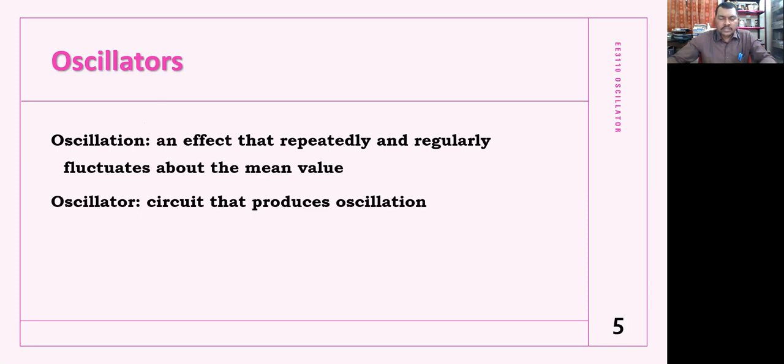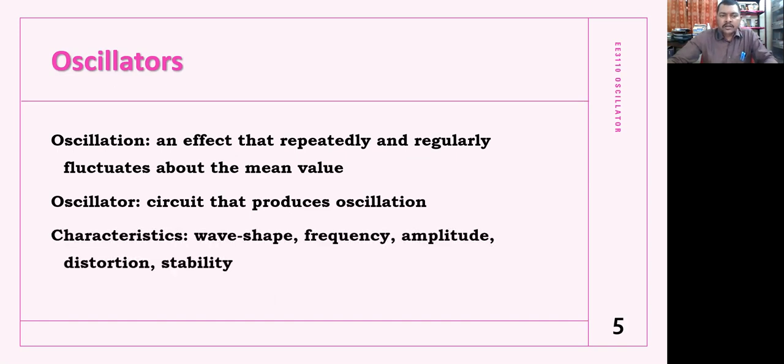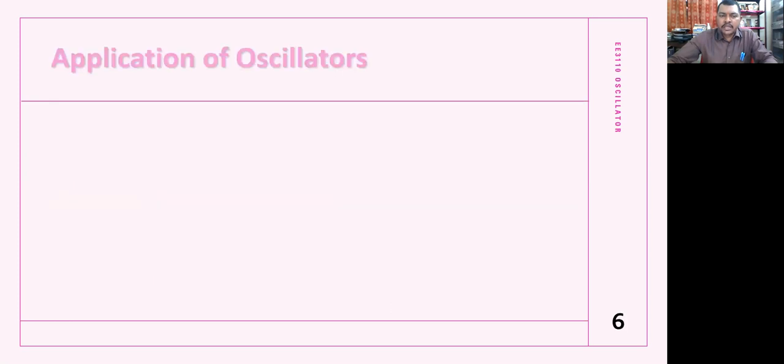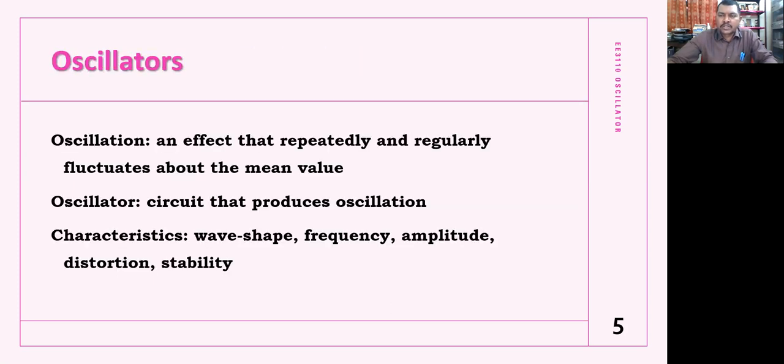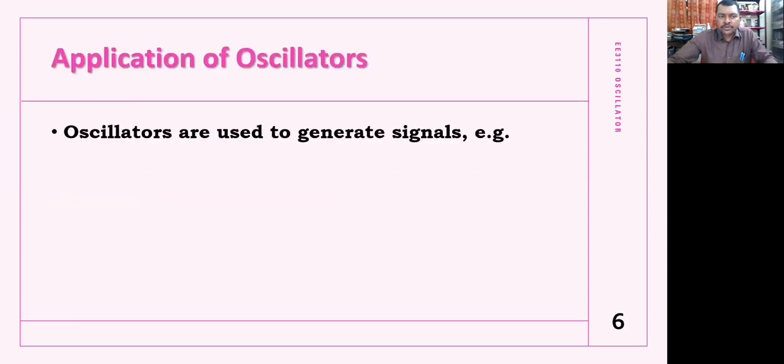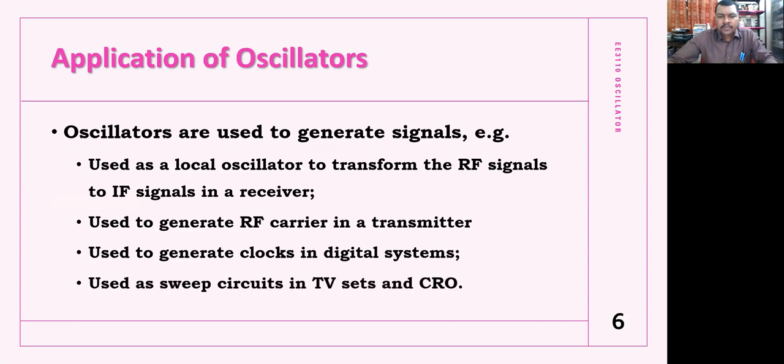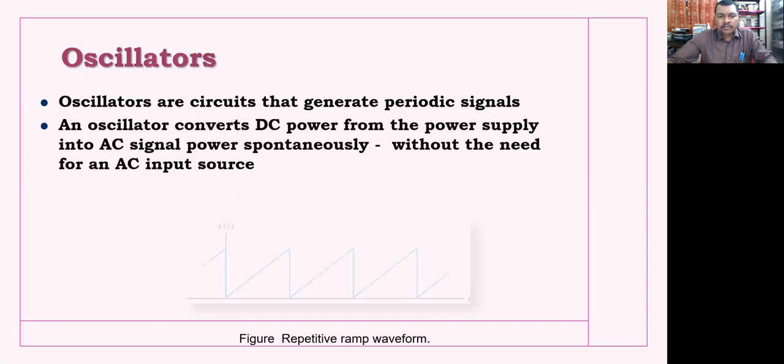Now some basic definitions. Oscillation is an effect that repeatedly and regularly fluctuates about the mean value. That is called an oscillation. The circuit which produces these oscillations is called an oscillator. The characteristics of those waves are: form, wave shape, frequency, amplitude, distortion, and stability. Then only the oscillator works properly. The applications of oscillators we have already discussed, so this is what we have already completed.